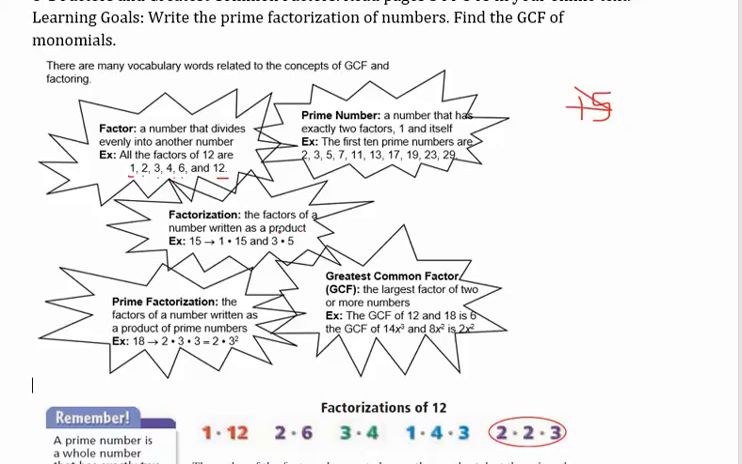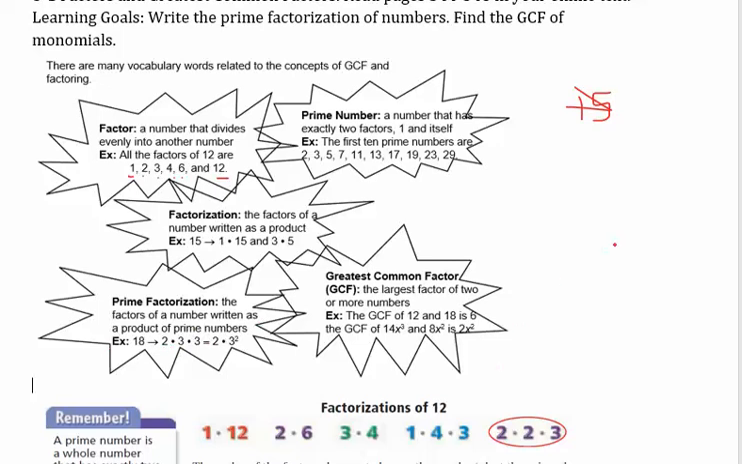If you're asked for the factorization of a number, that just means to write it as a product of factors. So 3 times 5 equals 15, or 1 times 15 equals 15. The prime factorization is when you break it down into a product of just prime numbers.